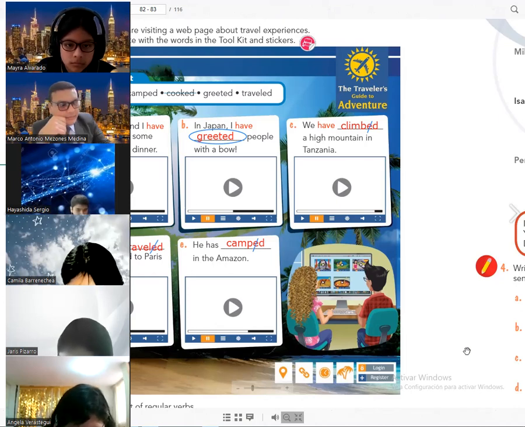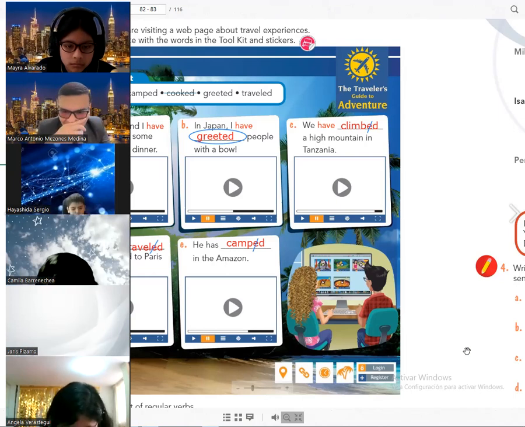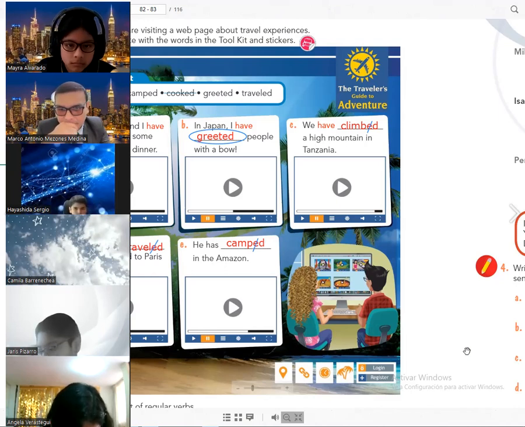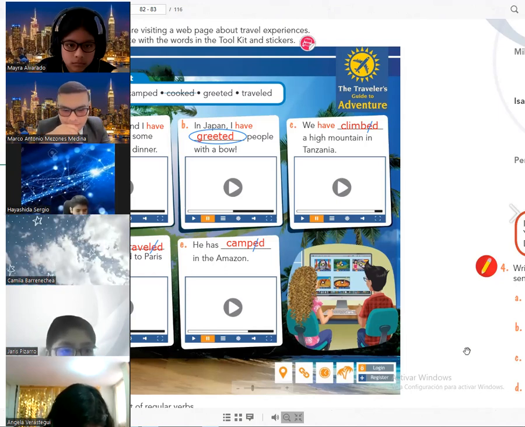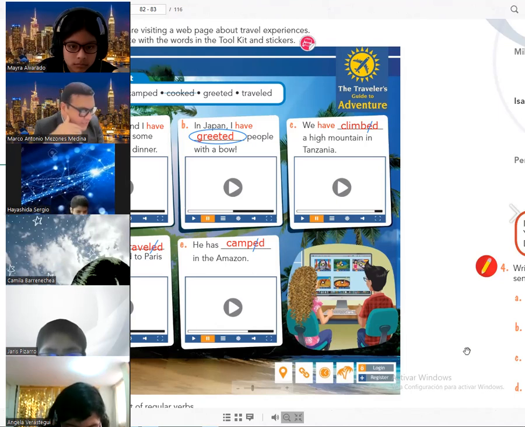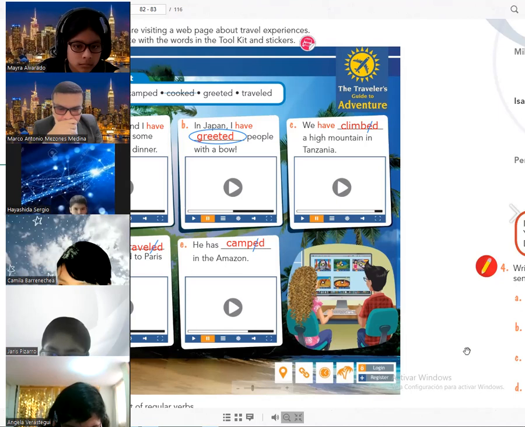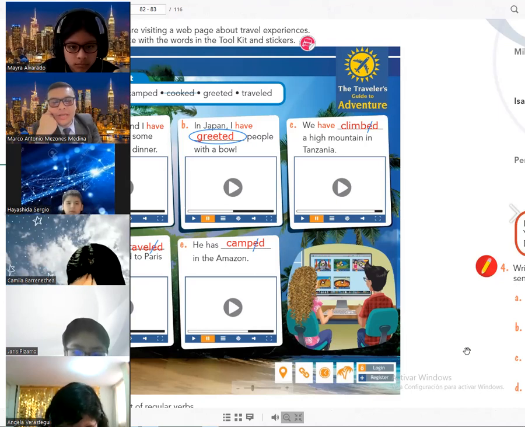My friends and I have cooked fish for dinner. In Japan, I can eat people with a bow. We have planned a high mountain on Sunday. Sarah has traveled from work to Paris with train. He has camped in the Amazon. Thank you. Harris. My friends and I have cooked some fish curry for dinner. In Japan, I have rated people with a wall. We have cleaned a high mountain in Tanzania. Sarah has traveled from Madrid to Paris with train. He has camped in the Amazon. Camila?